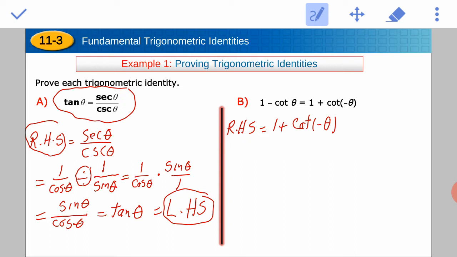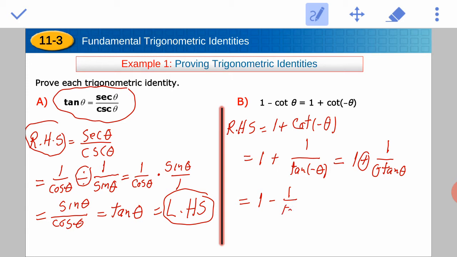So why not replace cotangent theta with its reciprocal and apply what we learned in the negative angle identity? So this is going to be equal to 1 plus, and instead of cotangent, I'm going to make it 1 over tangent negative theta. We studied the identity for that. That's 1 plus 1 over tan negative theta, which is negative tan theta. You studied this identity, guys. And now plus times minus simplifies to minus. So it's going to be 1 minus 1 over tan theta.